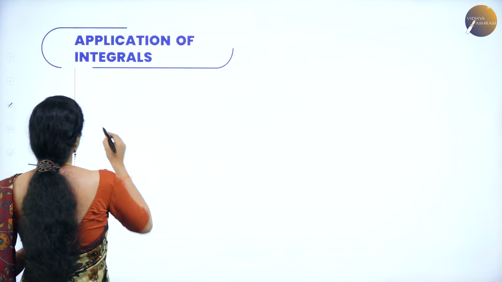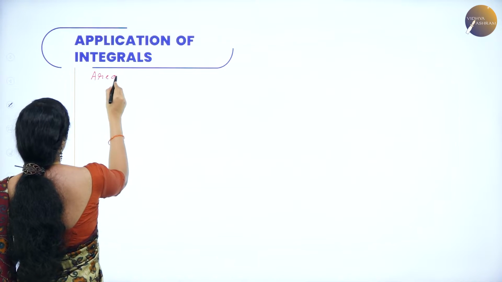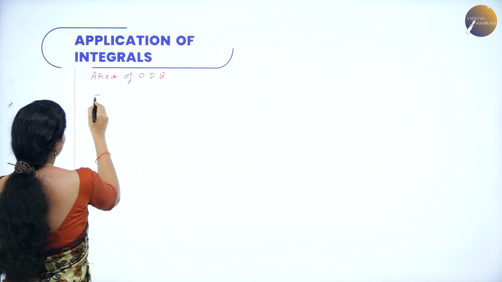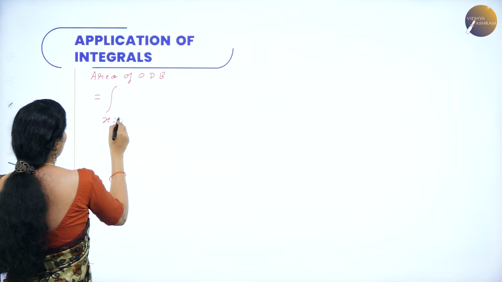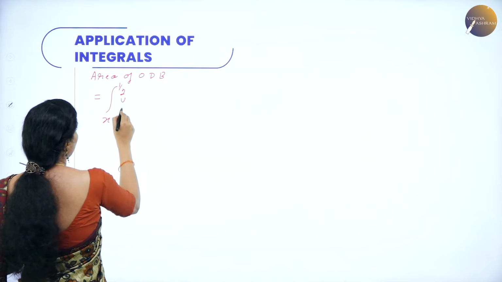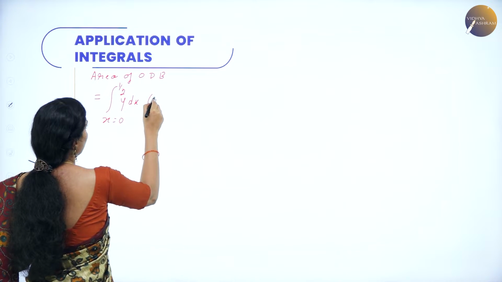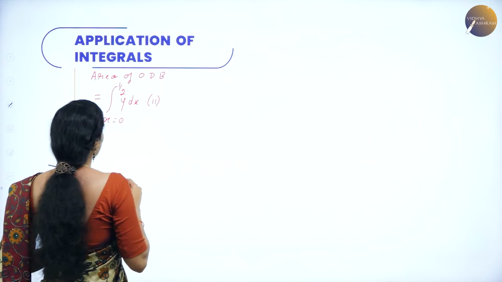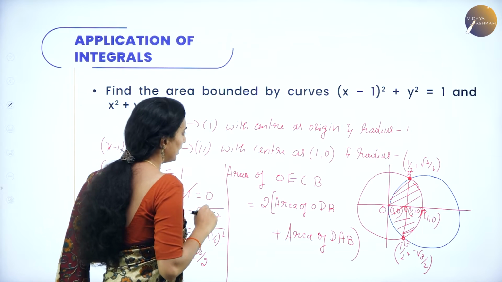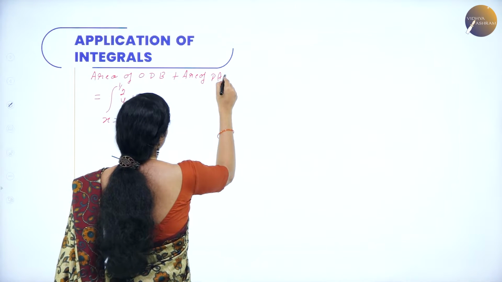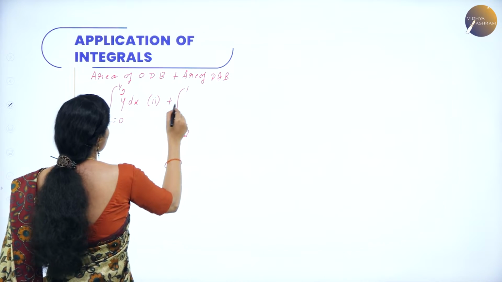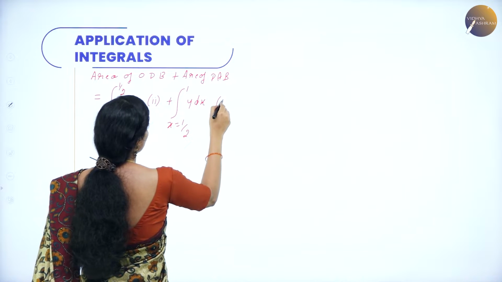So area of ODB is nothing but x will be varying from 0 to half, second circle, which has this second equation. y into dx, that is the second circle. For your reference I am putting it here. And then plus area of DAB, x will be varying from half to 1. So y into dx of the first circle, okay?